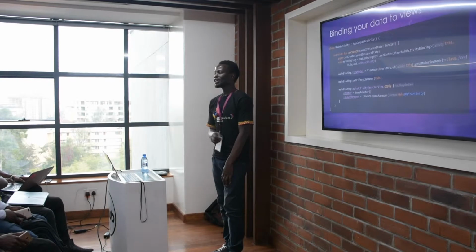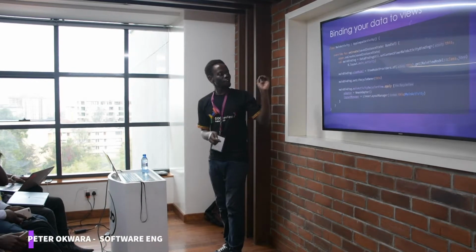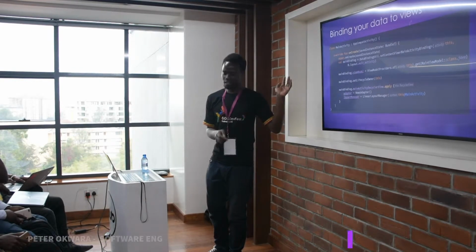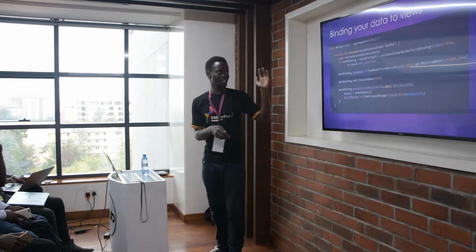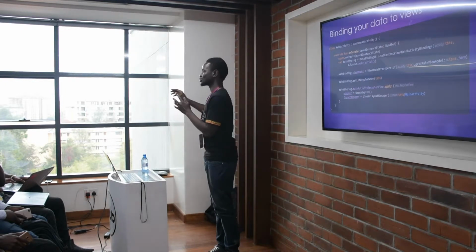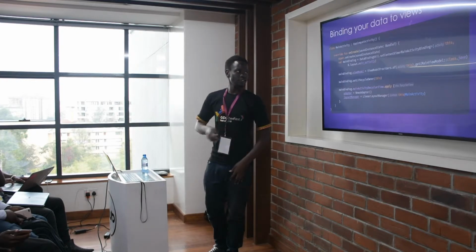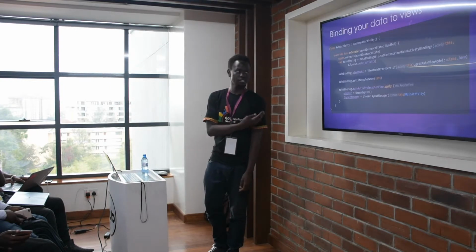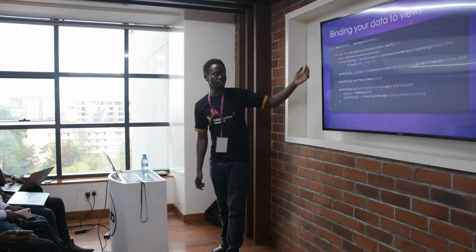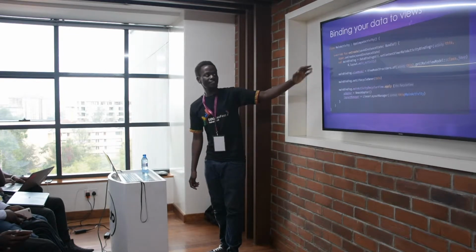Then for the title, you'll also use find view by ID to get the view, and then use news.title.getTitle() to set the text of the view. So in data binding, this is all you need.